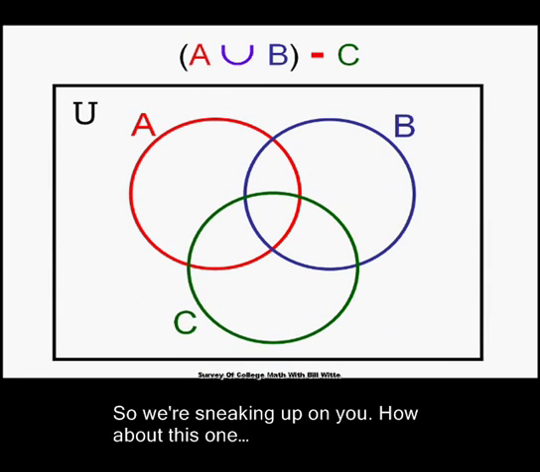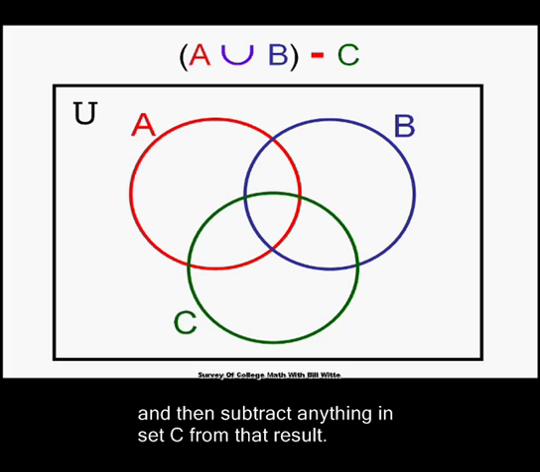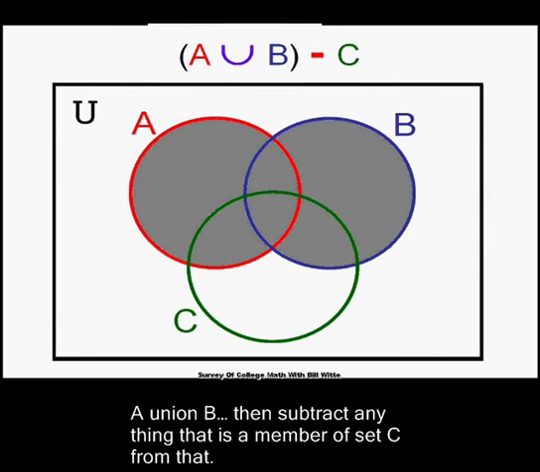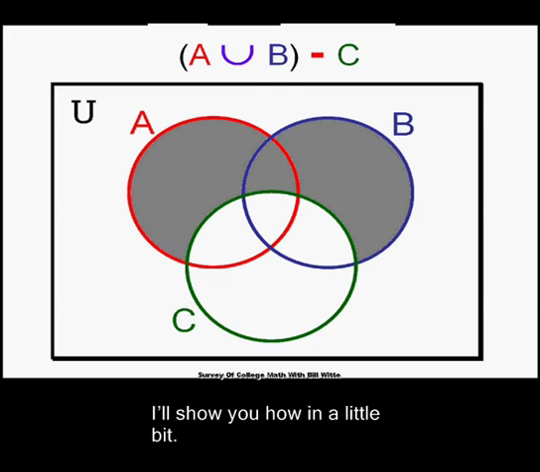How about this one? I want you to do what's in parentheses first. A union with B, do that in your head, and then subtract anything in C from that. A union with B, is that your final answer? No, we're going to subtract anything that's in C from that. You're absolutely correct, and that's the answer. Kind of wild, isn't it? This is going to be useful. I'll show you how in a little bit.